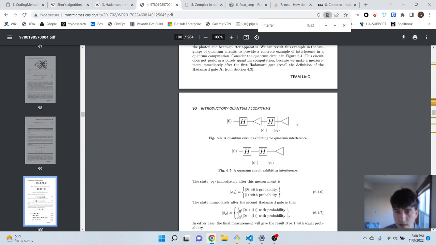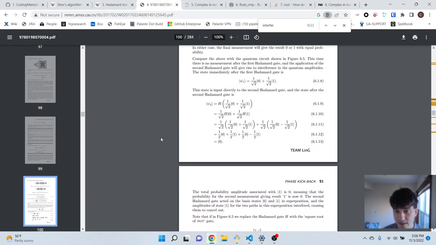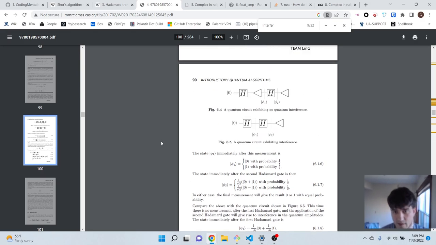If you instead take 0, put it into the Hadamard gate, don't measure it, and then put it through a Hadamard gate again, you will just get back the same state you started with, so it will definitely still be a zero state. And this is the math that it works through.